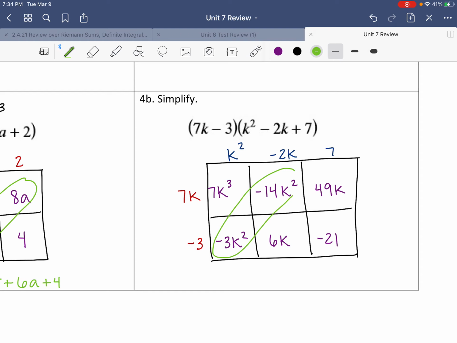So we have diagonals. And our answer here would be 7k to the 3rd. Combine these diagonals, so negative 3k squared plus negative 14k squared is negative 17k squared. 49k plus 6k, that's going to be 55k. And then we have minus 21.